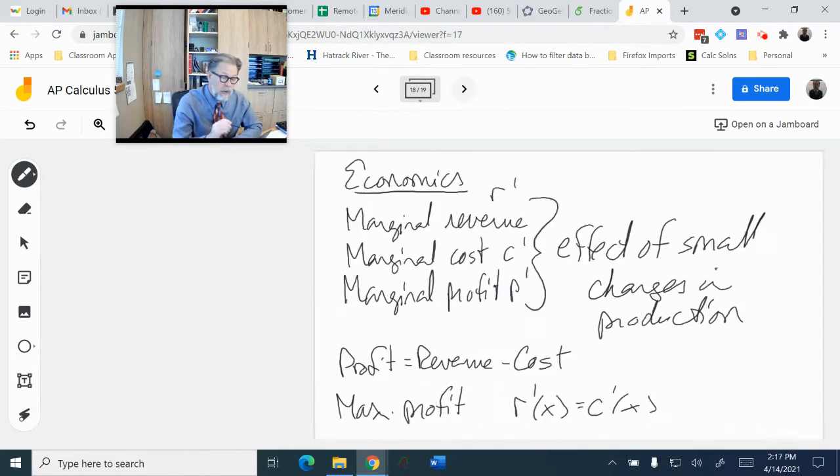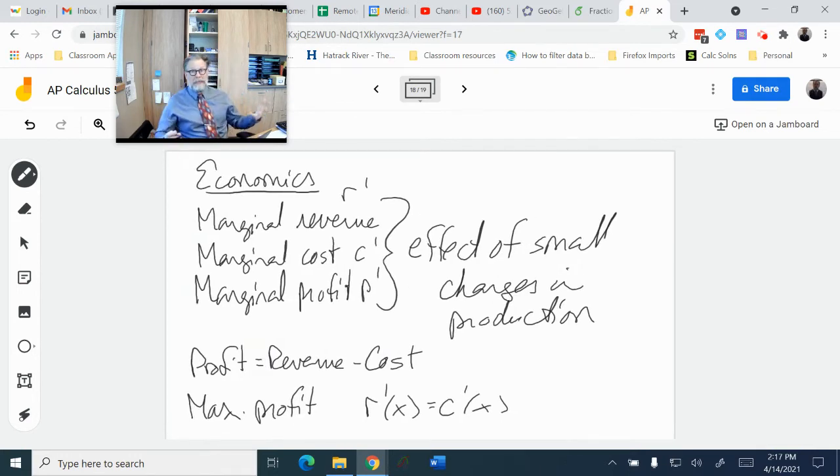All right, what else do we have? Economics. Economics is a specialized field, and there's some specialized vocabulary. Marginal revenue, marginal cost, marginal profit, defined as the rate of change of revenue, cost, or profit, respectively, with respect to your input variable. The marginal is used to determine the effect of small changes in production.